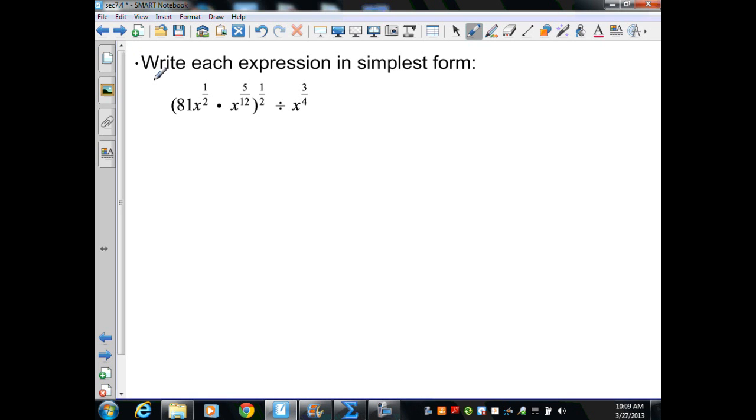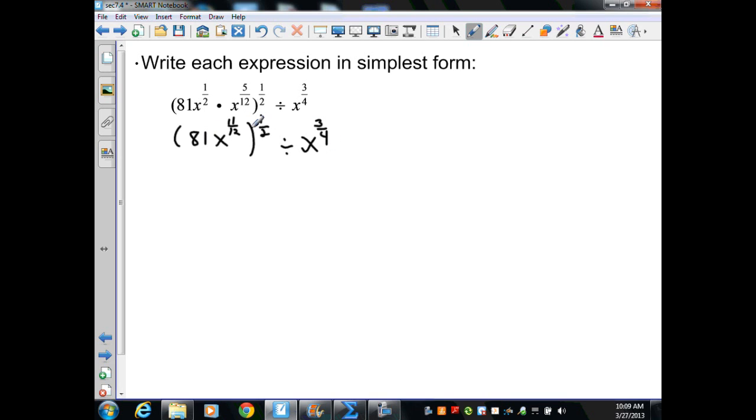Again, I want to simplify the expression. Here I can choose to either multiply inside my parentheses or use power to the power. What I'm going to do is to multiply inside my parentheses. That's going to give me 81 times 1 is 81. X to the 1/2 times x to the 5/12. So I add their exponents. Common denominator is going to be 12. Multiplying the top and bottom by 6 gives me 6/12 plus 5/12, which is 11/12, to the 1/2 power, divided by x to the 3/4.